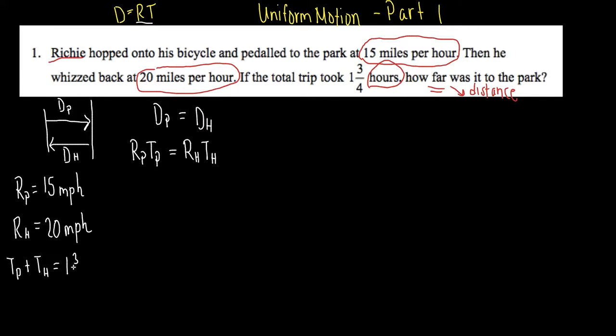Usually you can convert it to a decimal or you can convert it to an improper fraction, which is what I prefer. So to convert it to an improper fraction, I go 1 times 4 is 4, and I add 3, which is 7. So I have 7/4 instead of the mixed fraction. And the last step before I can start plugging things in is I want to get one of these alone, so I can move the TH to the other side of the equation and say TP equals 7/4 minus TH. And I'll put that in parentheses, so I can just substitute that in for TP.